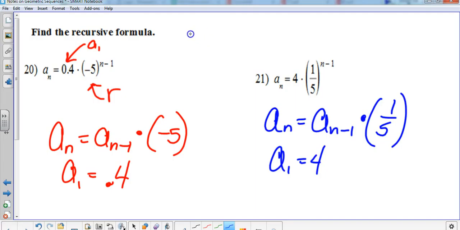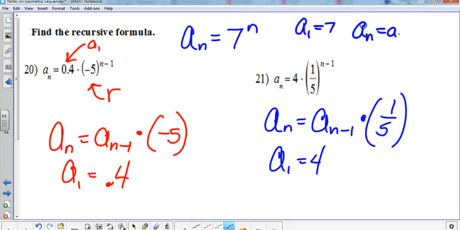A recursive formula does not always have that power. A recursive formula actually could look like this, guys. 7 to the n. How would you write that as an explicit formula? How would you find the first term? Plug in 1, so you'd get 7. And what are they multiplying every time? Yep. Okay, but it doesn't have to have an n minus 1 power.